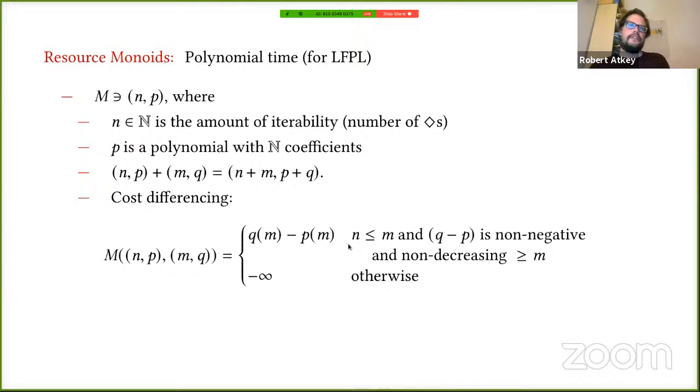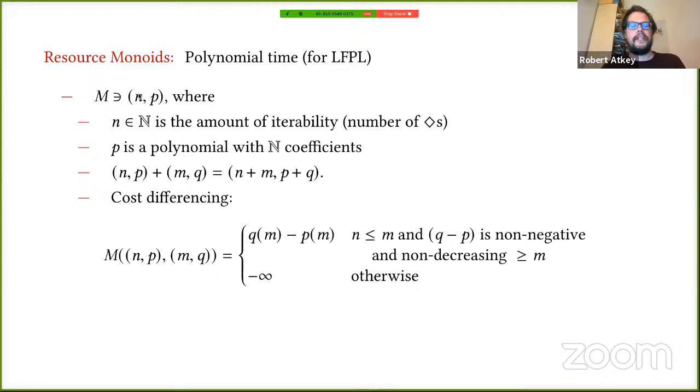For the LFPL system, we're going to use this one, where we use pairs of a natural number and a polynomial with natural number coefficients. So what does this mean? Well, we can think of everything in our system as having two aspects. It's got a kind of passive weight, which is the number of diamonds in it, which is the natural number. So this natural number is going to record the number of diamonds in some data.